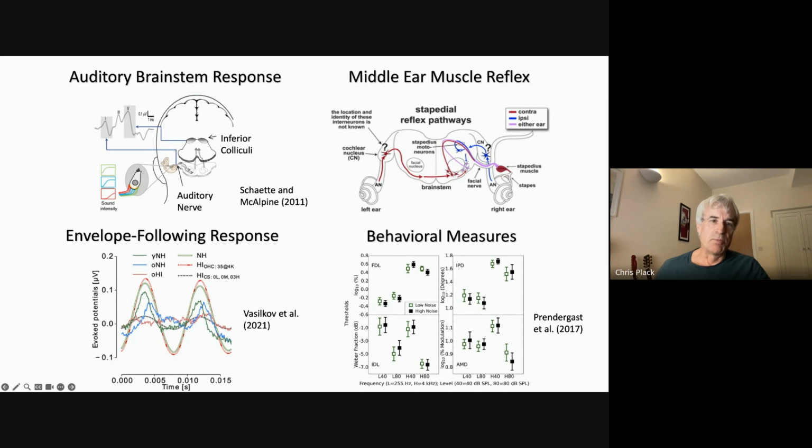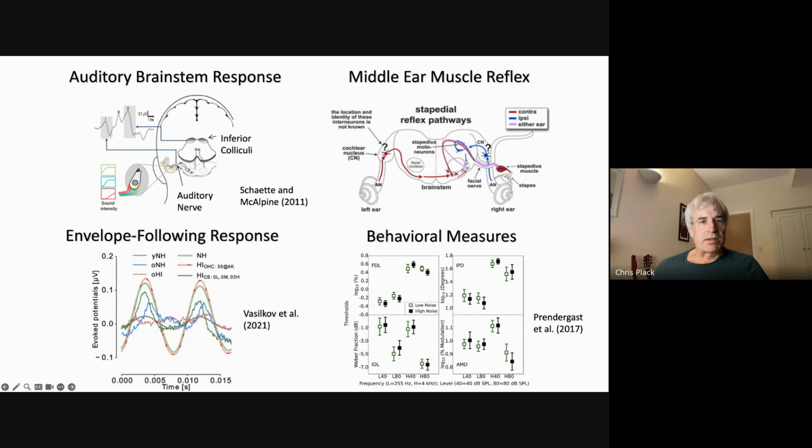Another one which has attracted a lot of attention recently, Magdalena Wojtczak has used this technique, and James Shehorn and colleagues, is the middle ear muscle reflex. And this is a reflex contraction of the stapedius muscle that you can measure using tympanometry. One of the reasons why this attracts attention, first of all, is that in mice, Valero has shown that this is very strongly related to synapse survival. It seems to be a very, very good indicator of synaptic health. And it's also thought to be driven by these low spontaneous rate fibers that are thought to be involved in synaptopathy.